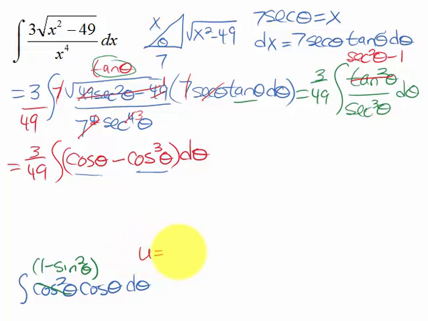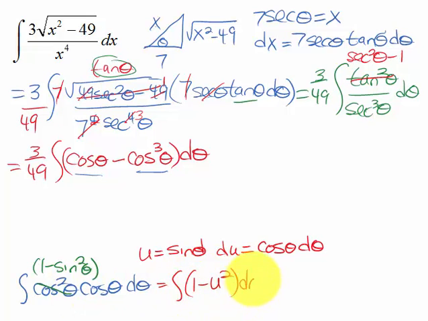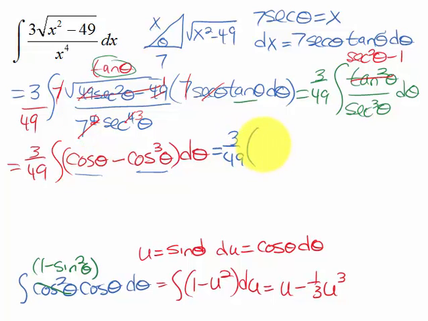If we let U equal sine theta, then du equals cosine theta d theta. And here we have integral of 1 minus u squared du. So we can integrate that and get u minus 1/3 u to the 3rd. So now let's go back up here and work our integral. We have our 3/49 out in front, and integrating cosine, that's going to be sine theta. And then here we have minus this cosine cubed, and then we figured this out here.